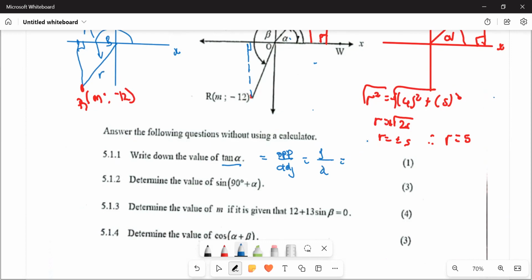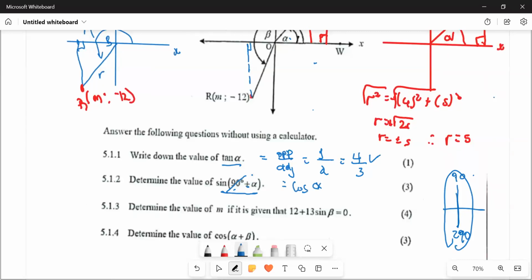What is our y here? It's 4. What is our x? It's 3. 1 mark. And then we look at this one. We have 90 plus alpha. Remember, 90 can reduce, guys. And not only does 90 reduce, 90 belongs on the vertical line, which is 90 and 270. Not only do they reduce, they change something. If it's sine, it becomes cos. If it's cos, it becomes what? Sine. So what are we going to have here? We're going to have the cos of alpha.